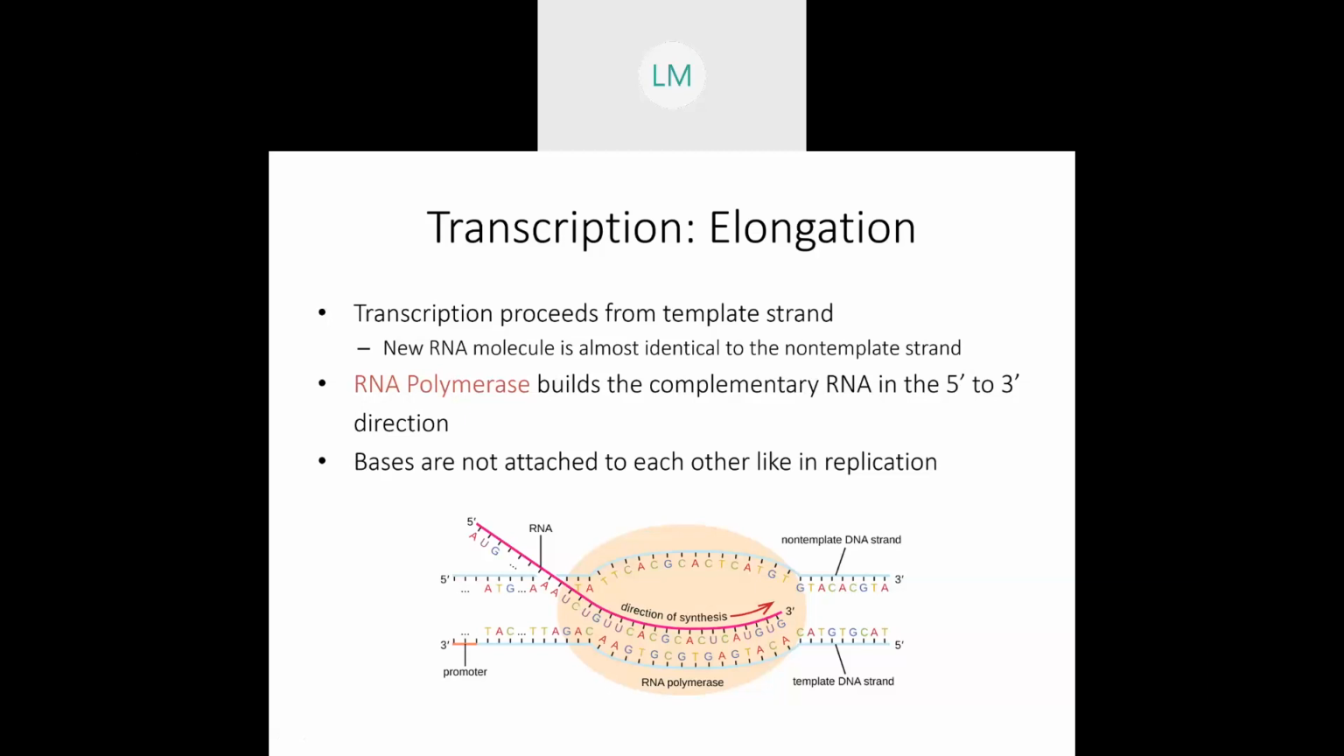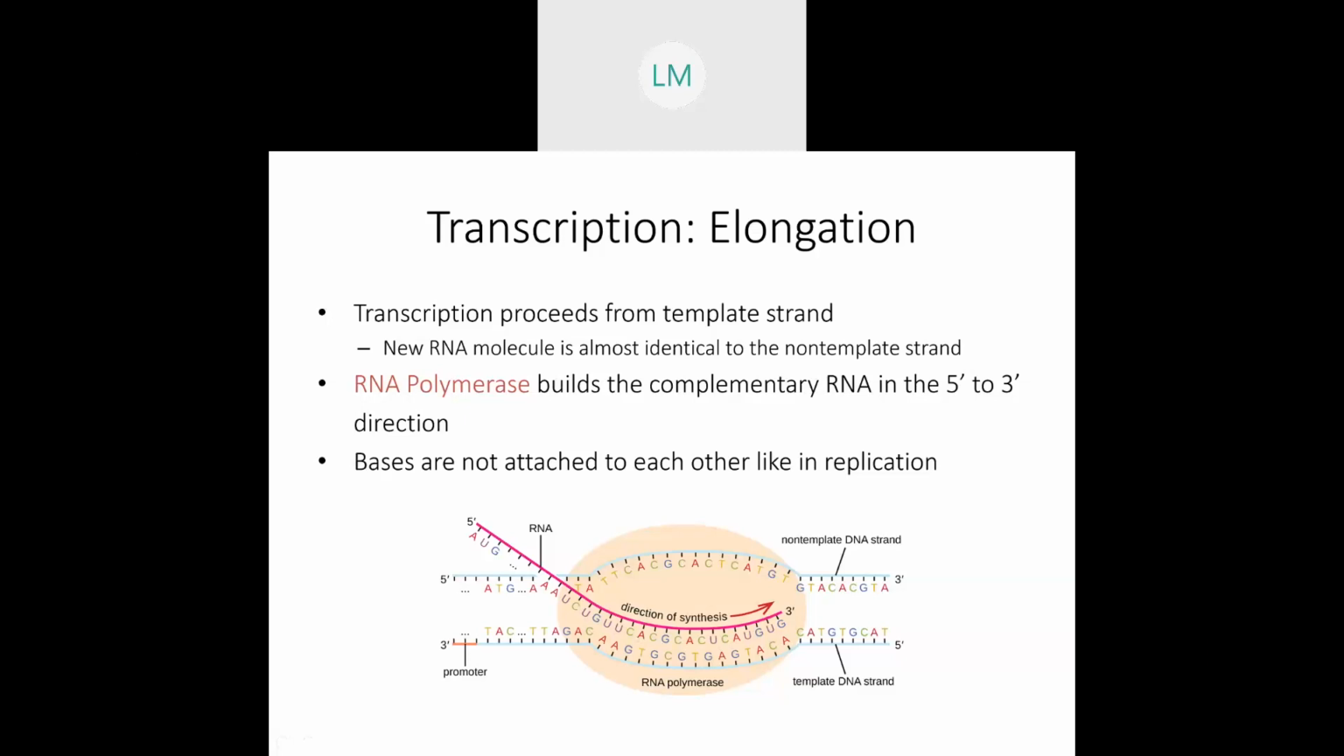And then another thing that's different comparing this to replication, when we are replicating, we're getting the formation of hydrogen bonds between these bases. We don't have that happening here. These bases are not going to be attached to each other, which is helpful because we don't want them to be attached, right? We want this RNA strand to go away, move out of the nucleus and into the cell to form these proteins. We don't actually want them to be attached.